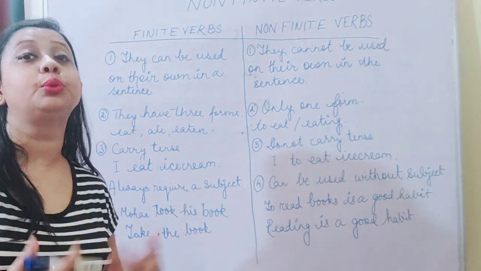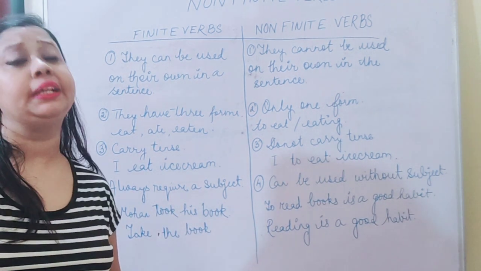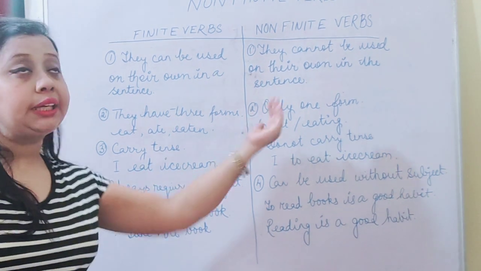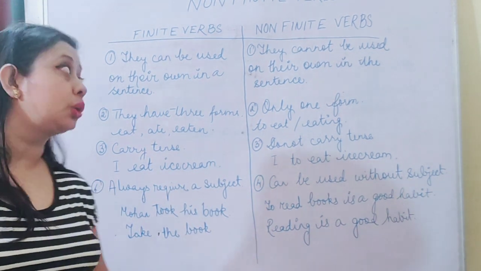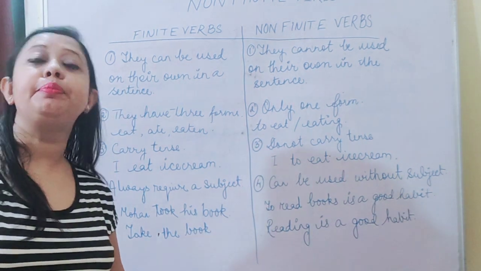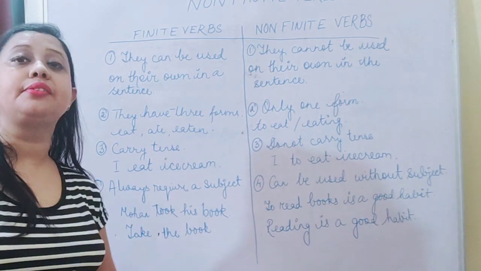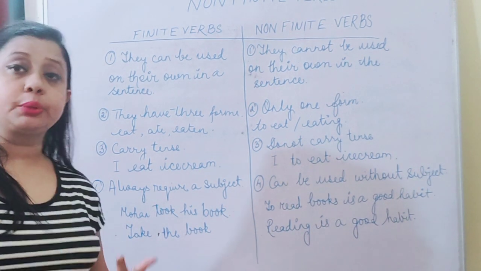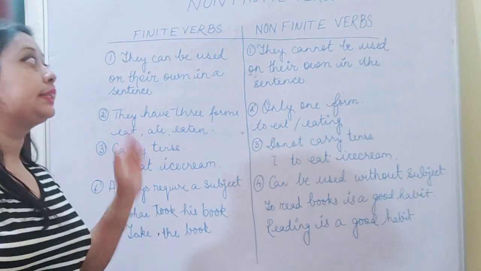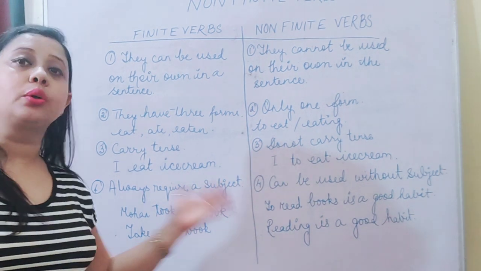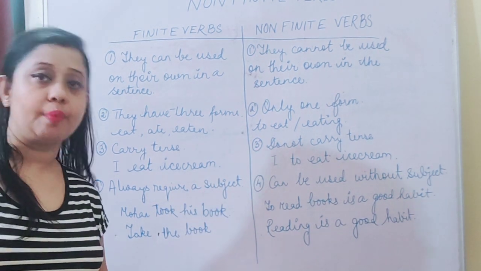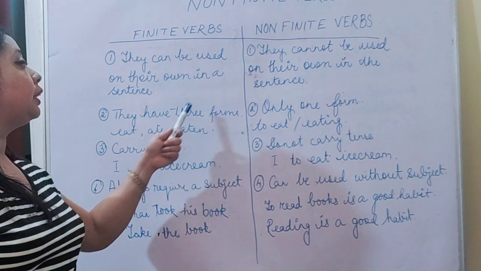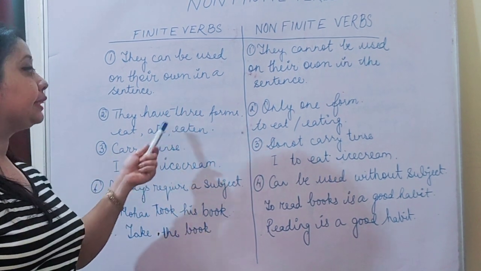If I write, I do go to school every day, my meaning is incomplete. I need a finite verb in order to explain the meaning of non-finite verbs. So, finite verbs are complete verbs, but non-finite verbs are incomplete verbs. Second, in between, if you want, students, you can take a screenshot of this and note down the differences in your copies. The second difference is they have three forms: eat, ate, eaten.